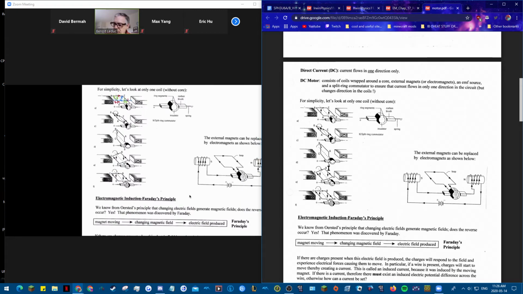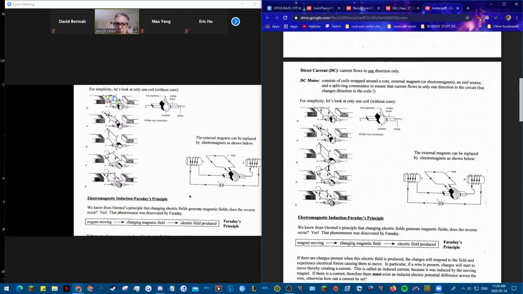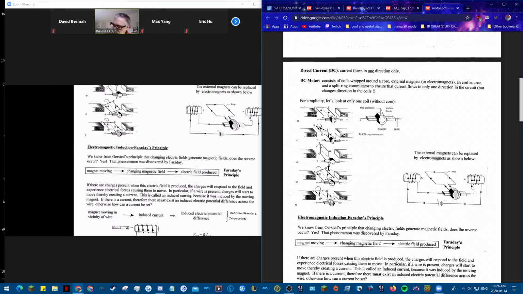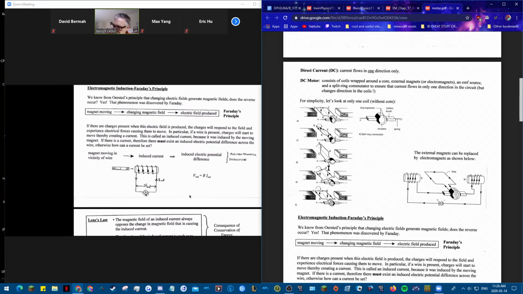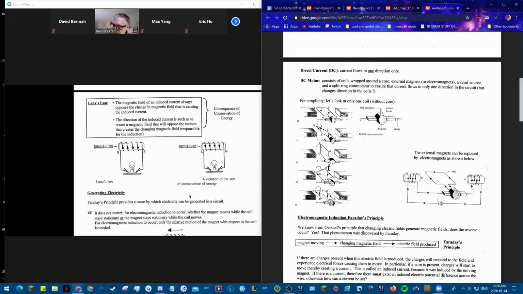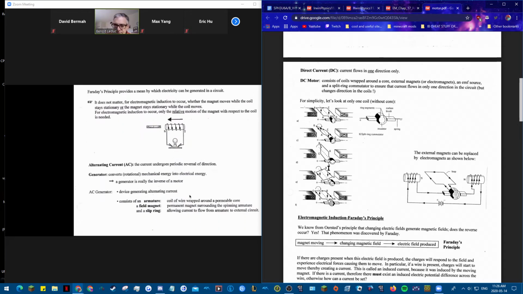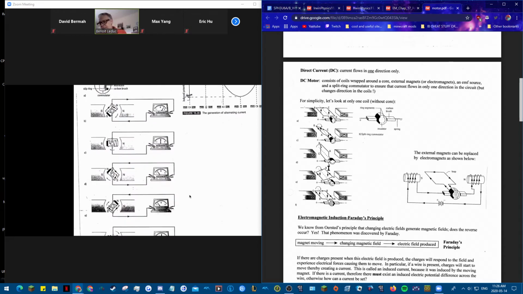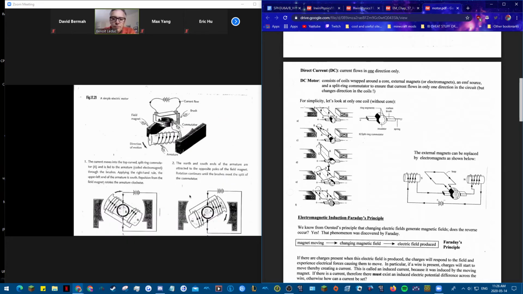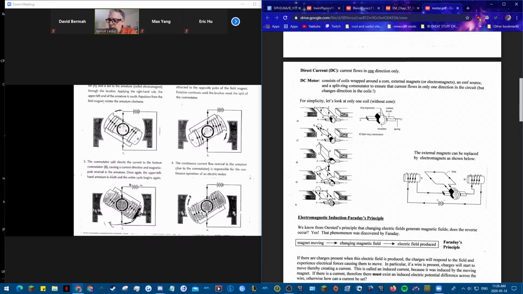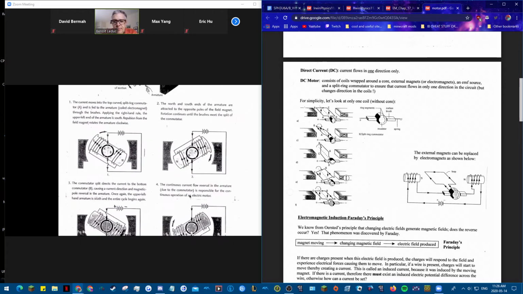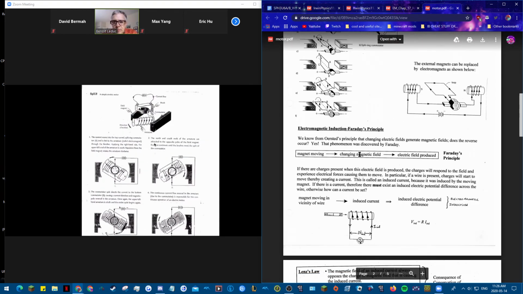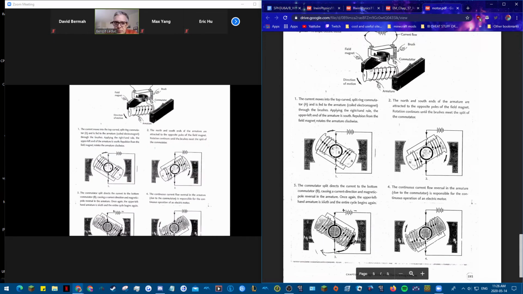Now I'm going to show you this from a different perspective. Go to the very last one. So this is a motor from a different perspective.